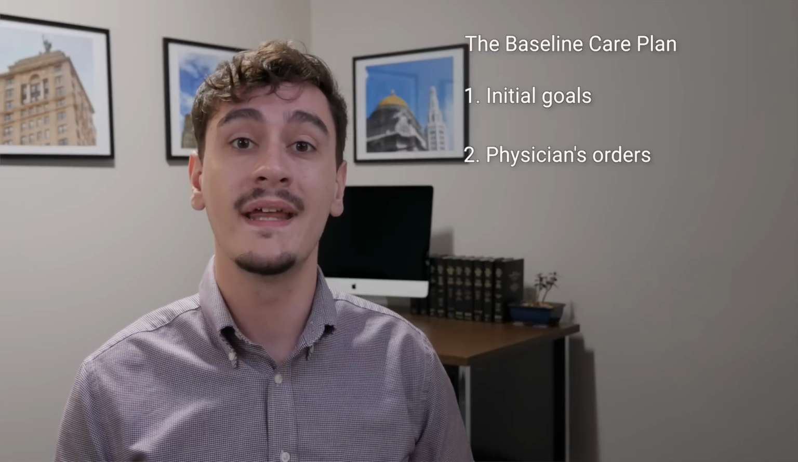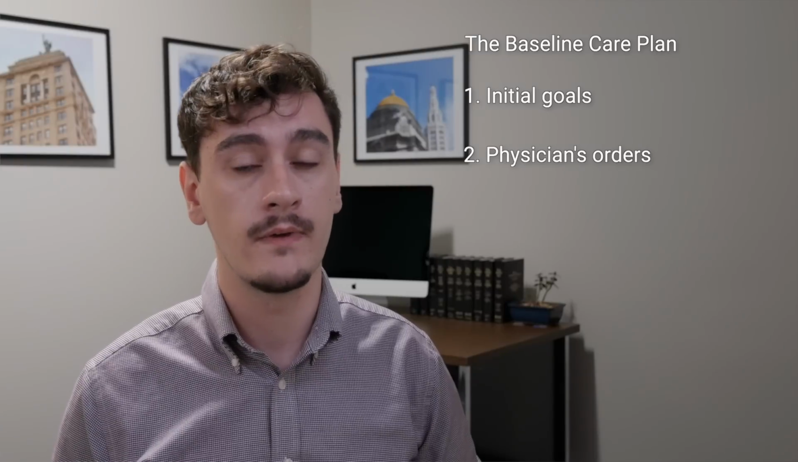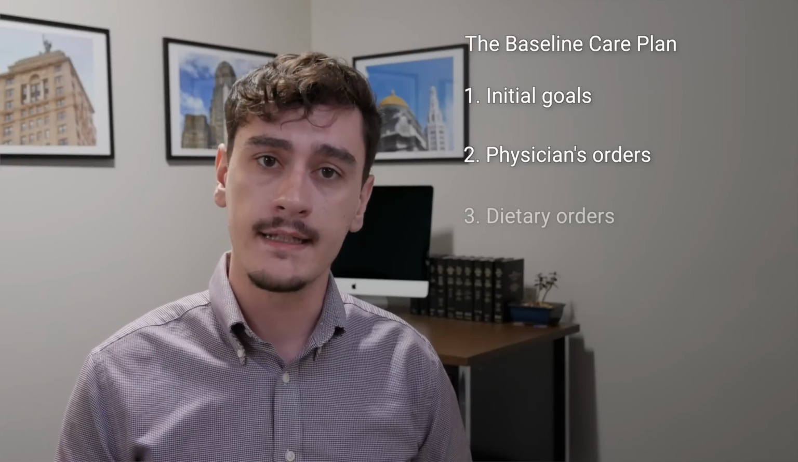The baseline care plan will include your initial goals, physician's orders. Physician's orders or admission orders tell your nursing home what they need to provide your care. You can ask to see those orders and should be provided with a copy. It also includes dietary orders, therapy services, and social services. Remember, you decide your goals and objectives, and they should be included in your plan. Your care plan is the best tool as a nursing home resident to direct your care.